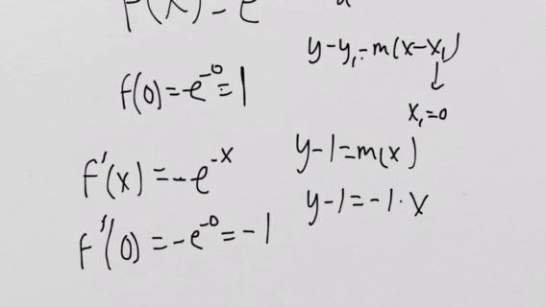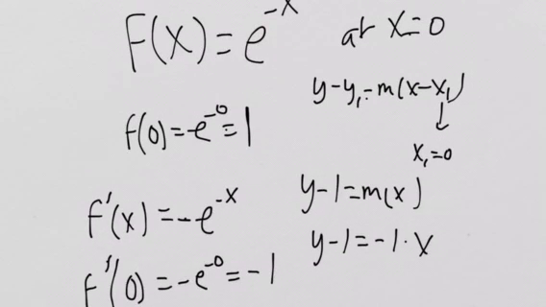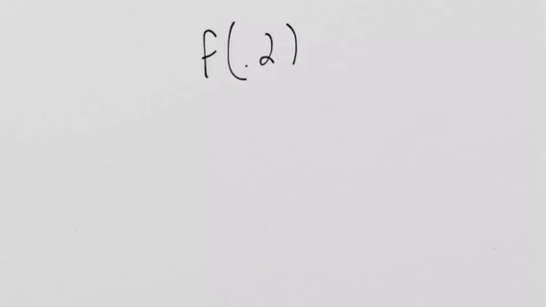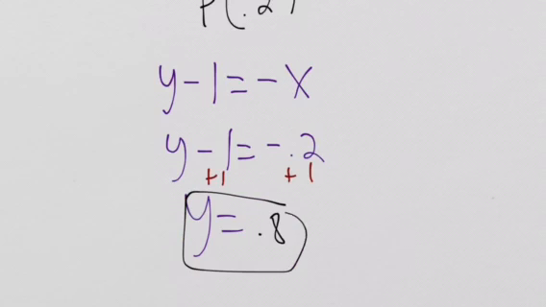The last thing it was wanting to do is approximate f of 0.2 using my tangent line. So this is the equation of the line tangent to the curve at x equals 0, y equals 1. What we want to do now is just use that tangent line to approximate what f of 0.2 would be. So we have y minus 1 equals negative x as our tangent line, and we are just going to plug in 0.2 and see what y is equal to. So y minus 1 equals negative 0.2. Then we're just going to add 1 to both sides to undo the minus 1. And so negative 0.2 plus 1 is just 0.8. So that's our approximation. F of 0.2 is approximately 0.8.